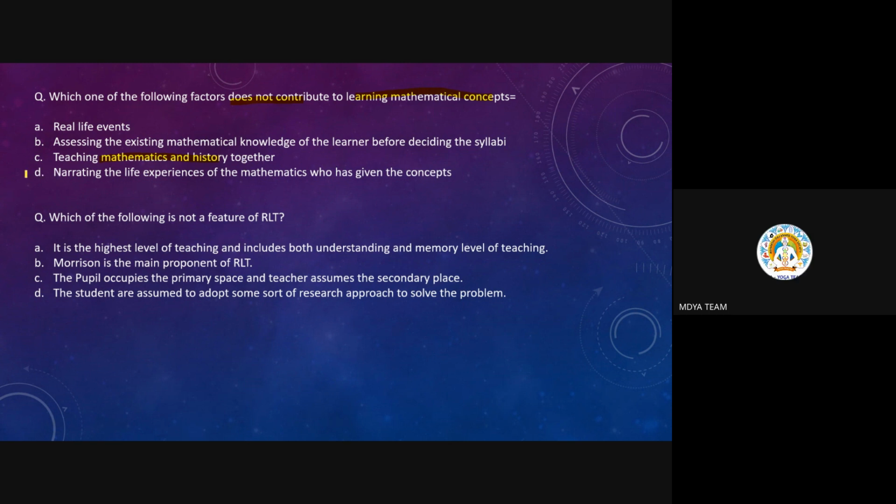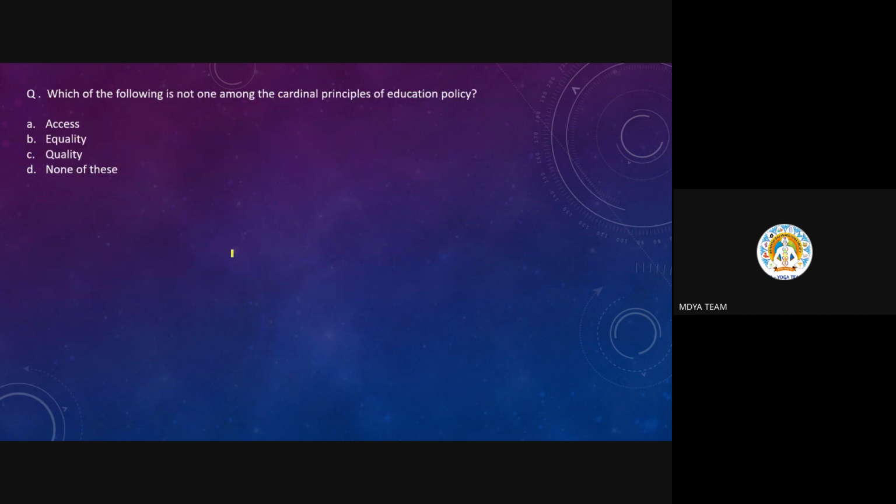So the correct option is C. This will not contribute. Okay. Now, which of the following is not a feature of RLT? B, ma'am. B. Morrison. So, who is the proponent of RLT? Ma'am, Hunt. Hunt. Very good. Hunt is the main proponent of RLT, and here Morrison is written. So the correct option is B.